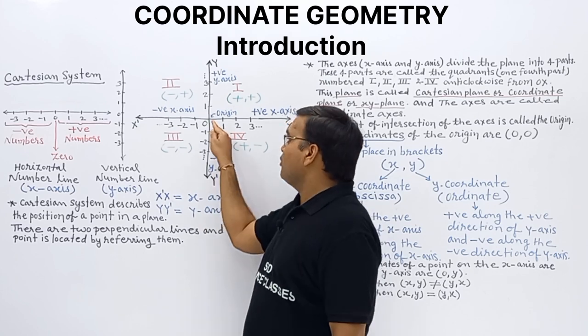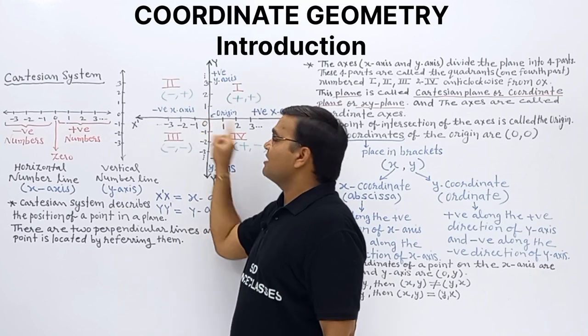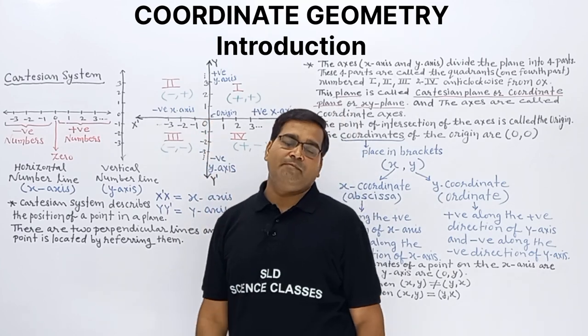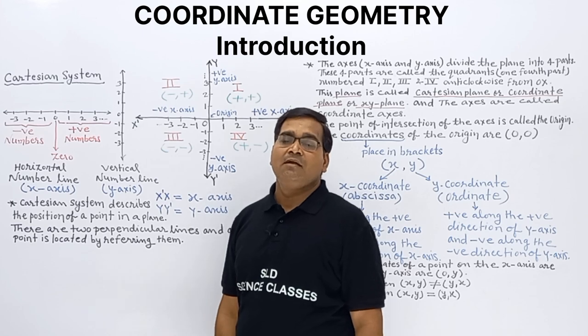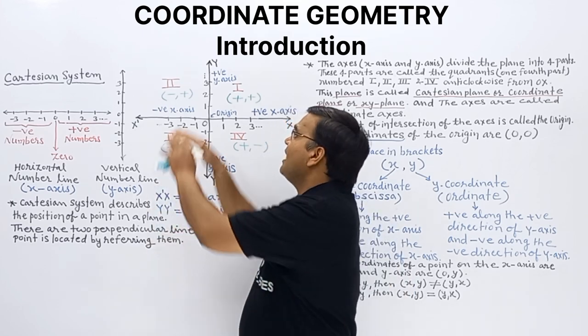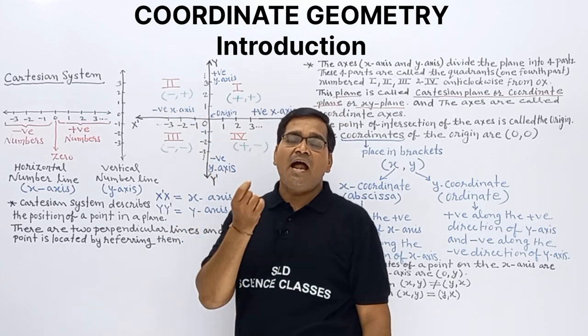Origin, we can say this point. This and this, both 0, are intersecting perpendicularly, so that point is called the origin. Clear? And what will be the coordinates we'll discuss later. First we should know how we are getting this system. This is a Cartesian system.